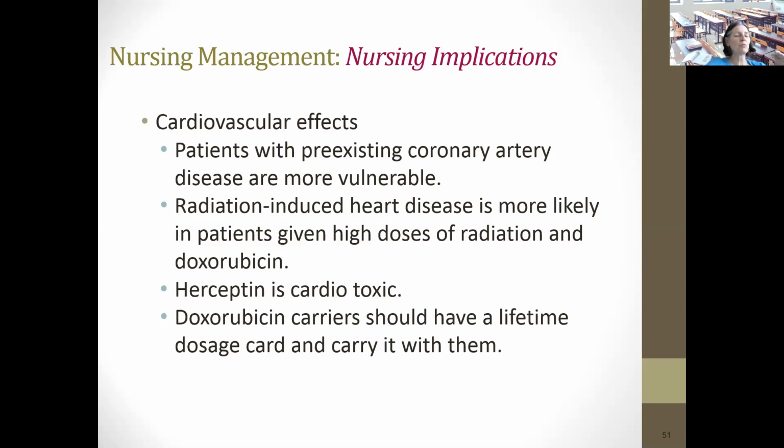But if the patient gets radiation and doxorubicin, they're really high risk for cardiotoxicity. Herceptin is also cardiotoxic, but doxorubicin's the biggie. If somebody's taking adriamycin, that's the other name for doxorubicin. Those mycins are organotoxic. We talked about some of them with ototoxicity, nephrotoxicity, neurotoxicity, but here we've hit adriamycin, doxorubicin, it's cardiotoxic. All patients who are taking doxorubicin for chemo will be given a lifetime dosing card they should carry with them all the time.